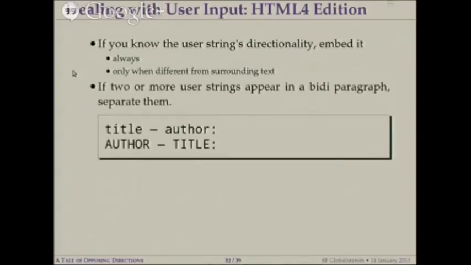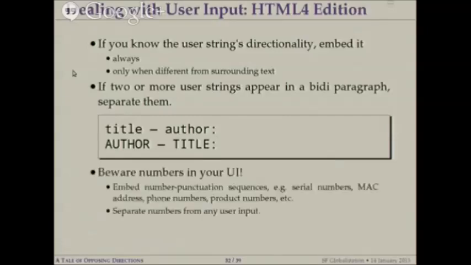If you have two or more user strings that appear in a Bidi paragraph, separate them. And by separate them, I mean you need to put some kind of strong character of your surrounding UI language to separate them so that they don't join together into one long Bidi thing. For example, if you have a title and then a dash and then an author, and both of those could be any language or any script, in order to get them in the correct order all the time, you need to put some kind of separation there. You can have the dash, that's fine. Just stick a left to right mark, and then you'll always have your title first.